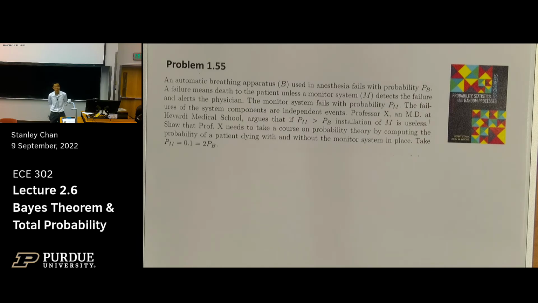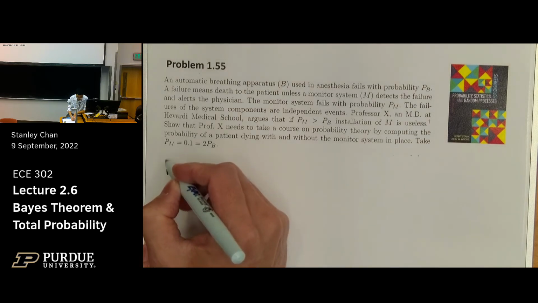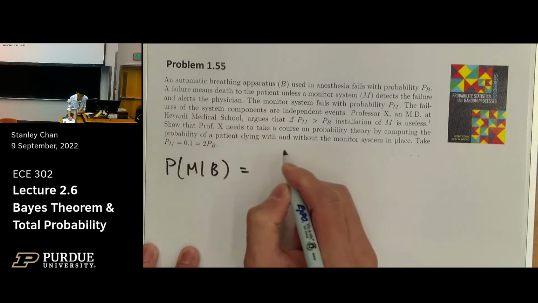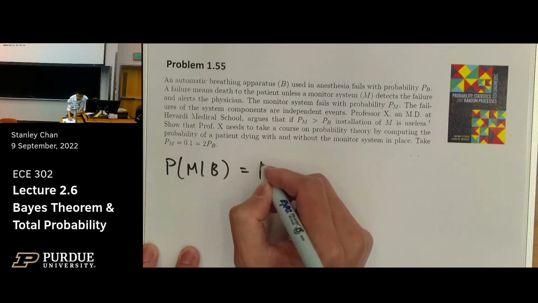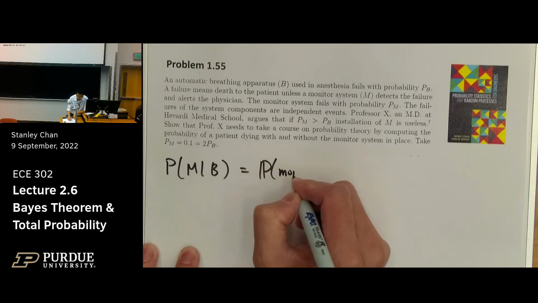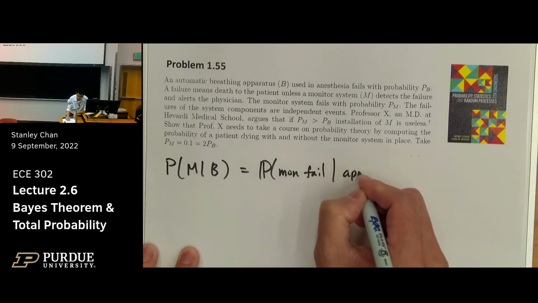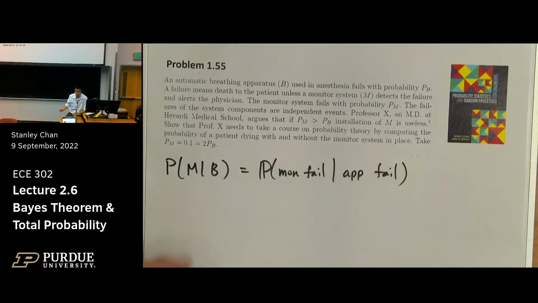Yes. We could see PM given B, and that's when the patient dies. So one suggestion is to look at the probability M given B. So let's write it out. So this is the probability that the monitor fails given that the apparatus fails. Okay, is it this one you're looking at? Yes, okay. So let's hear another opinion.